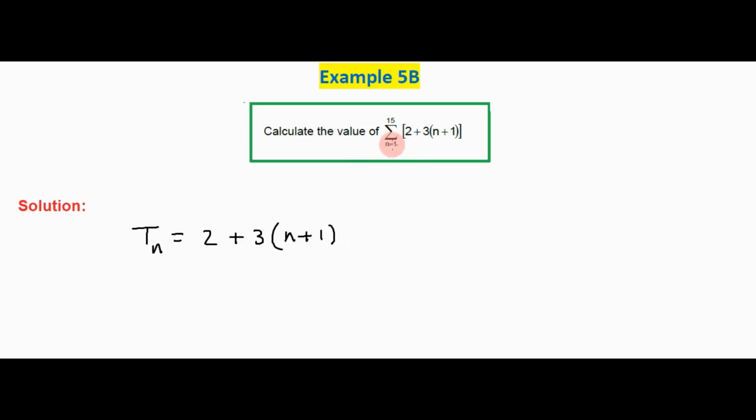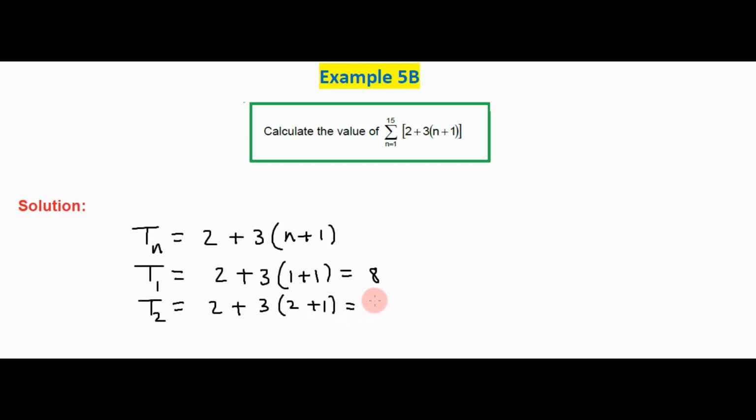Now, when we are given the sigma notation and we have to find the sum, we always start by writing down the first 3 terms. So T sub 1, or term 1, is 2 plus 3 into 1 plus 1. So this is equal to 8. Then the second term is 2 plus 3 into 2 plus 1. This is 11. And the third term, T sub 3, is 2 plus 3 into 3 plus 1. And this is equal to 15.